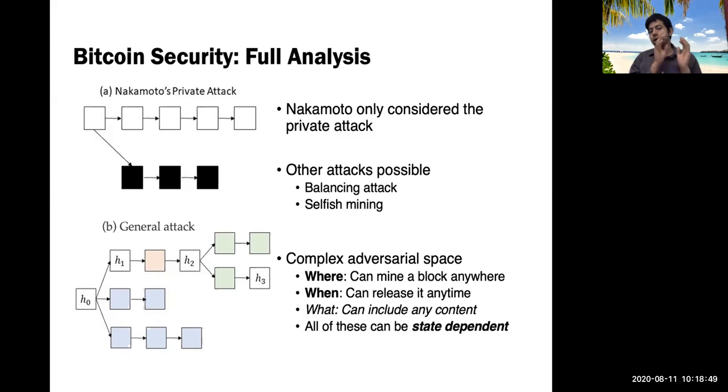So let's go over it slowly. First, an adversary can mine a block anywhere, right? Where to mine a block is under adversarial control. Second, it also has freedom about when to release the block. And again, this degree of freedom is important, for example, in selfish mining. Third, there is a degree of freedom, which is what content to put into the block. And finally, all of these, where to mine a block, when to release the block, and what content to include, can be state dependent. It may look at the present state of the blockchain and then decide which of the attacks to execute in what proportion. Okay, and so that's the full adversarial space.